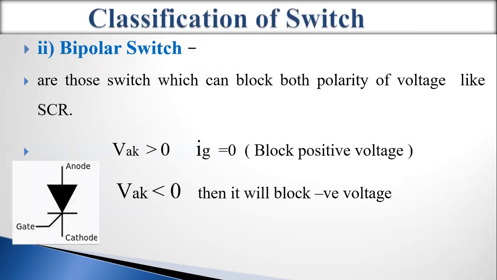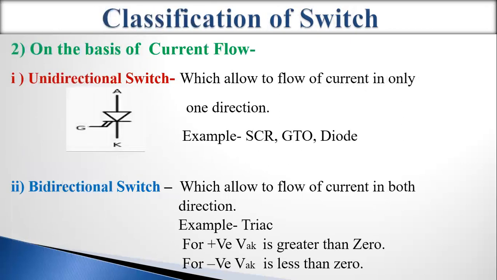Now, the second one is the bipolar switch. A bipolar switch can block both polarities of voltage, like SCR. That means the SCR thyristor works as a bipolar switch. When anode to cathode voltage is greater than 0 and gate current is 0, it blocks positive voltage. And when anode to cathode voltage is less than 0, it blocks the negative voltage. So this is the classification of bipolar switches, and the thyristor is an example of a bipolar switch.